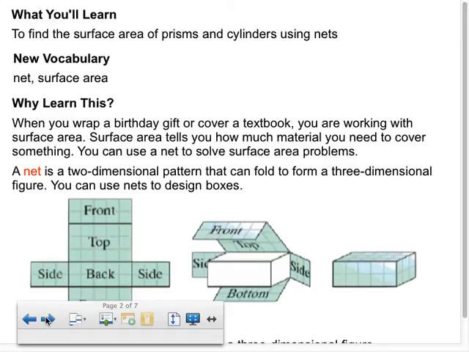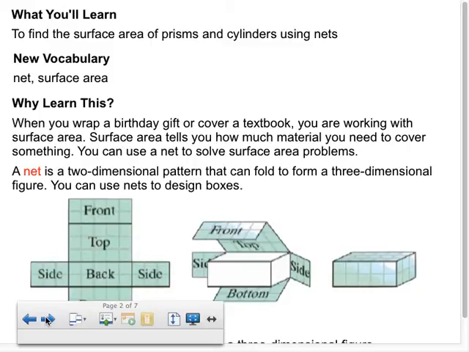Now, I want to go ahead. What you learn to find the surface area of prisms and cylinders using nets. New vocabulary: net, surface area. Why learn this? When you wrap a birthday gift or cover a textbook, you are working with surface area. Surface area tells you how much material you need to cover something. You can use a net to solve surface area problems.